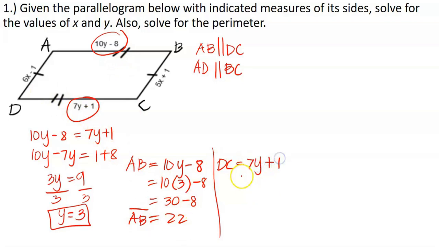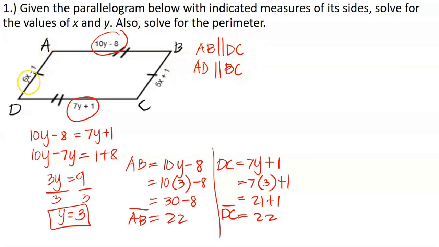So 7y plus 1. Again, substitution: we have 7 times 3, the value we solved earlier, plus 1. So 7 times 3 is 21, plus 1, so that is again 22. So again, segment DC is 22. Alright, let's proceed to AD and BC.